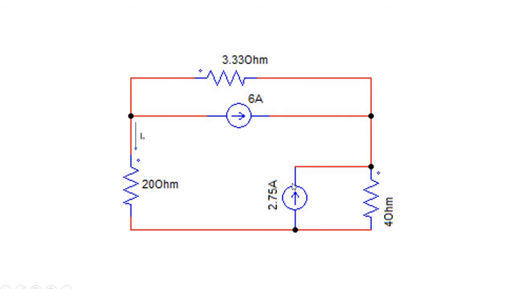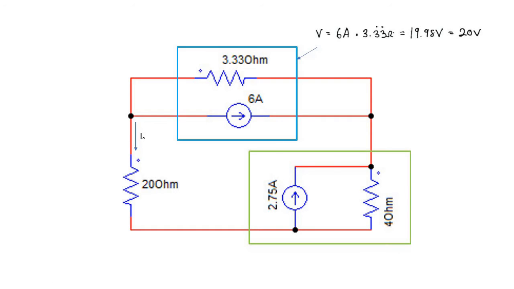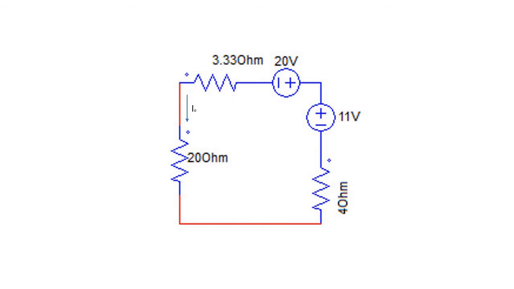Now from what I see, we can change the current source to voltage source, since the current source and the resistor are in parallel to each other. And the same with this. We got this. Now the voltage source is 6 times 3.33, so we round it, we get 20 volts. And for this one, V equals 2.75 times 4, so we get 11 volt. And we redraw it like this.